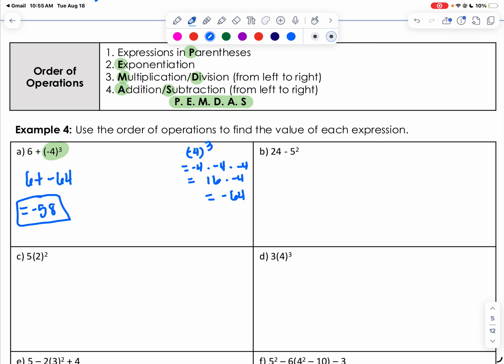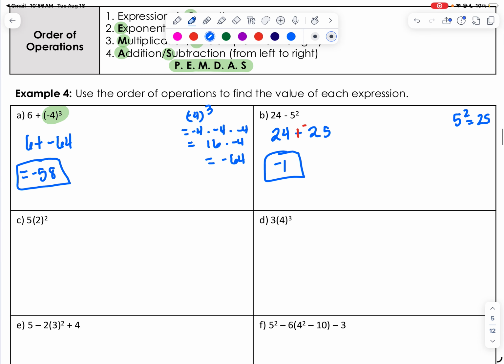All right, in problem B, we have a very similar problem. I'd like you to pause the video and try this problem on your own. When you're ready to check your answer, press play. All right, welcome back. So I did the exponentiation first. 5 squared is 25. So I rewrote this expression as 24 minus 25. Now, subtraction can be rewritten as addition of the opposite. So this is really 24 plus negative 25. We have different signs, so we'll subtract and take the sign of the larger. So 25 minus 24 is 1. 25 was larger, so negative 1. That's our final answer.